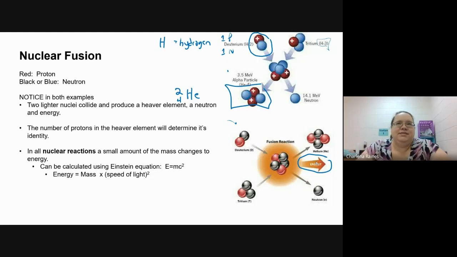So speed of light is constant. It's roughly 3.0 times 10 to the 8 meters per second. We've got a mass that is lost. We're actually able to predict the amount of energy produced by any nuclear fusion reaction.